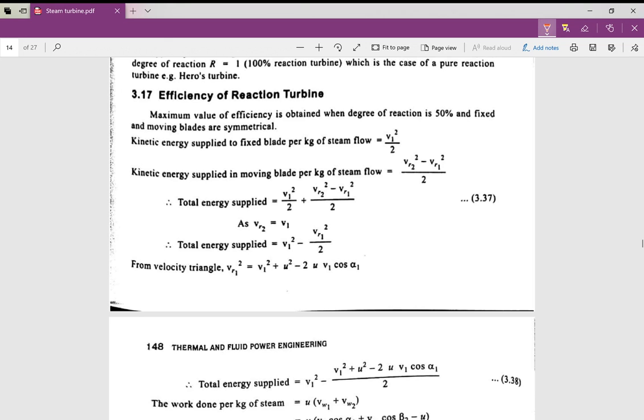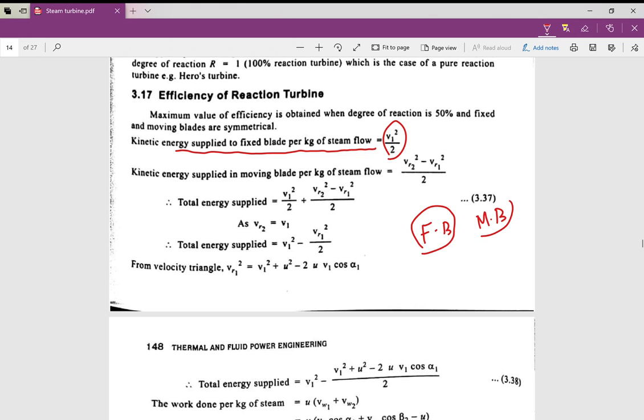Here, dear students, we have seen in reaction turbine, first steam goes to fixed blade and then to moving blade. This is the arrangement for a reaction turbine. So first, as an input energy, that we call it kinetic energy supplied to fixed blade. So that is V1 square by 2 in fixed blade.